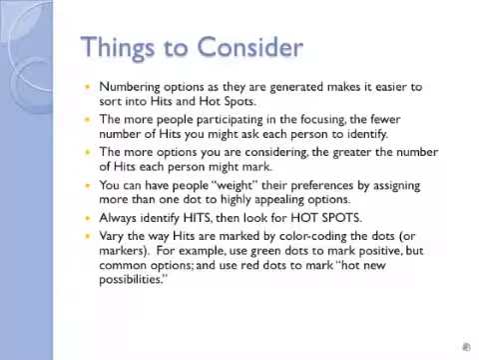You can also have people weight their preferences by assigning more than one dot to highly appealing options. And you should always identify hits, then look for hotspots, remembering that hotspots are a group of hits. Vary the way hits are marked by color-coding the dots or markers. For example, use green dots to mark positive options, but very common, and use red dots to mark hot new possibilities, things that are very, very novel that you might want to consider later.